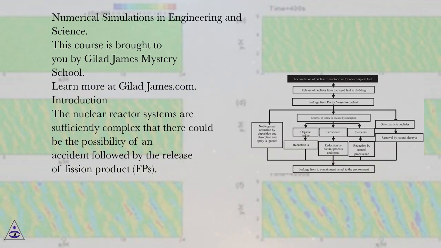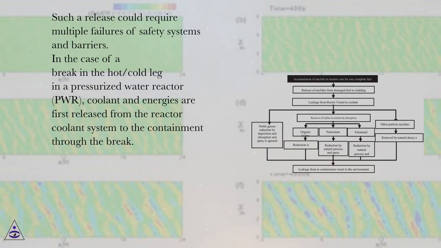Introduction. The nuclear reactor systems are sufficiently complex that there could be the possibility of an accident followed by the release of fission products, FPs. Such a release could require multiple failures of safety systems and barriers.